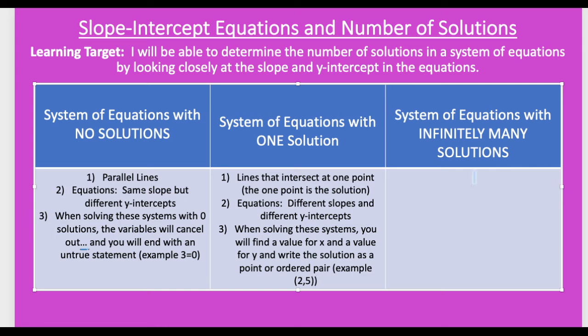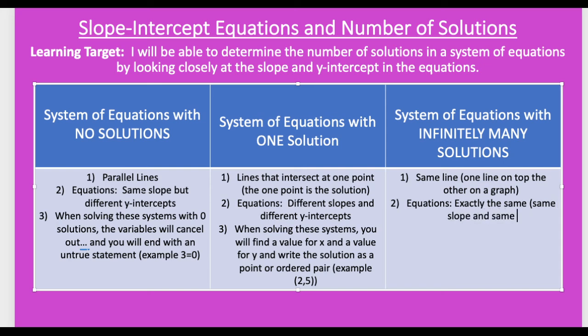Lastly, let's review what we learned about systems of equations with infinitely many solutions. So when graphed, they are the same line, or one line on top of the other on a graph. The second thing we learned when looking at the equations of systems that have infinitely many solutions is that the equations are exactly the same. Same slope and same y-intercept.